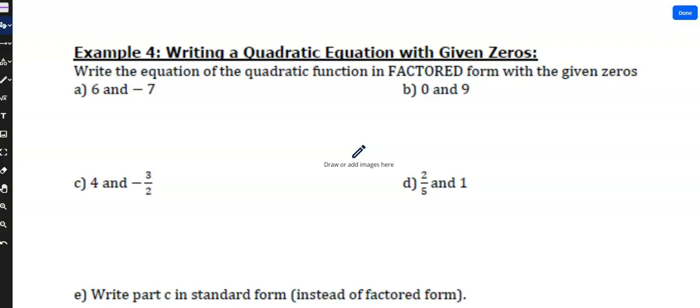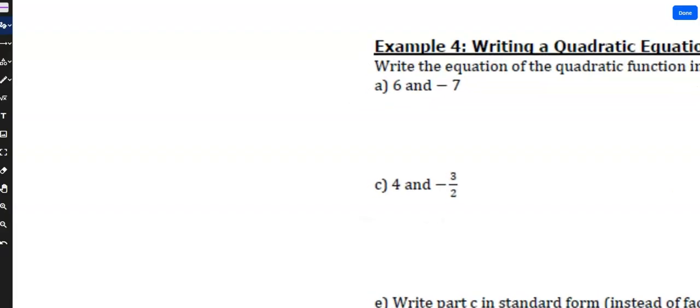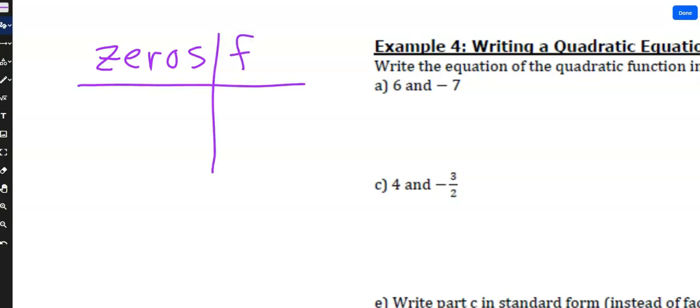Okay, so now we're taking zeros, right? Given zeros. And now we're changing them back into factors. Okay? So suppose I start with zeros. And I'm asking you for factors. Okay? So if the zero is 6, what factor does that go with?